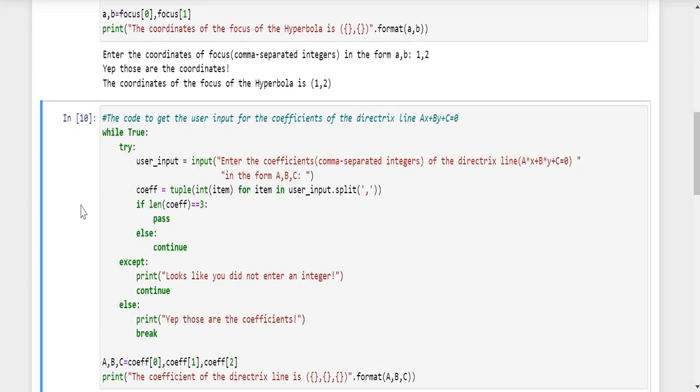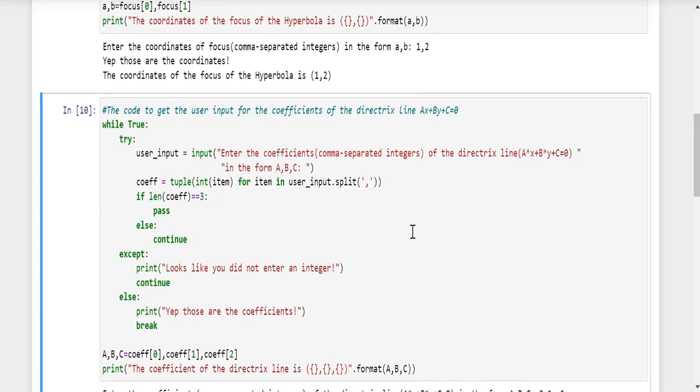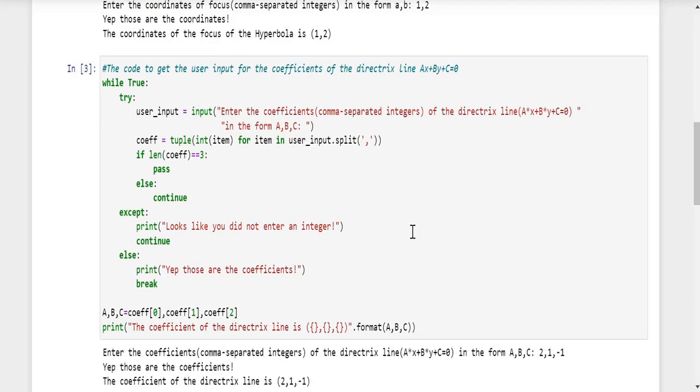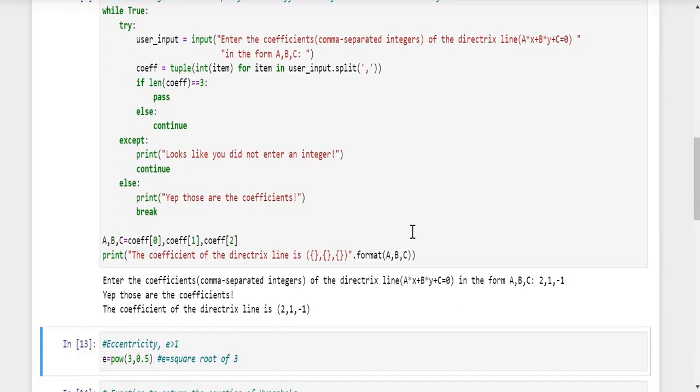And after that, in the next cell, the code asks the user to give the coefficients of the directrix line, that is A, B and C. So I'll run this cell also. So let's consider the coefficients to be A equal to 2, B equal to 1 and C equal to -1. So now we do have the coefficients of the directrix line.